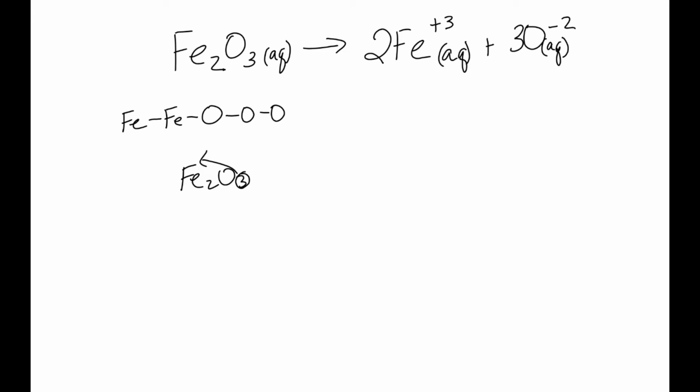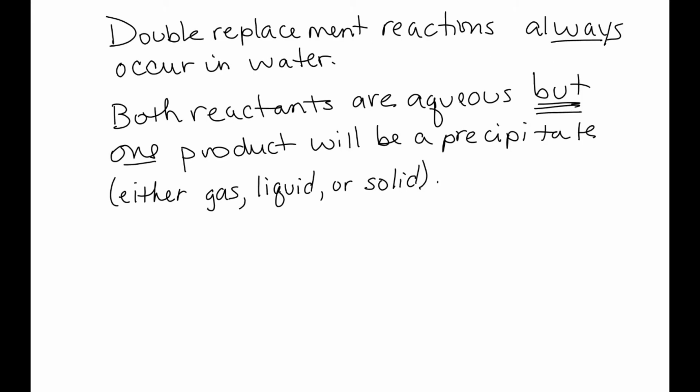Now let's look at net ionic equations. Okay, double replacement reactions always occur in water, which means both reactants are aqueous. So they've both been dissolved in water. So there's 4 different ions floating around, but one product will be a precipitate. Now, if you remember, precipitate is something that falls out of solution. It's no longer dissolved in water.